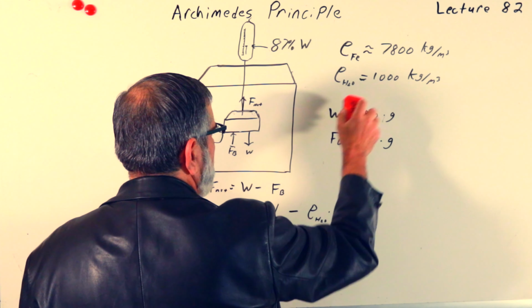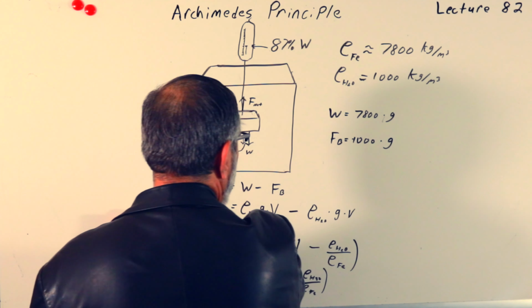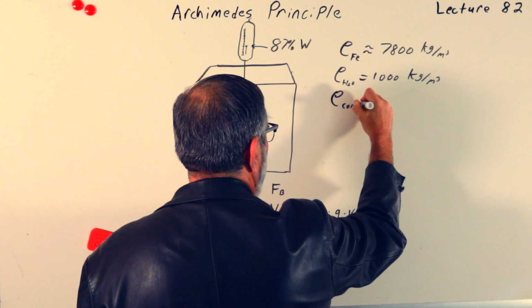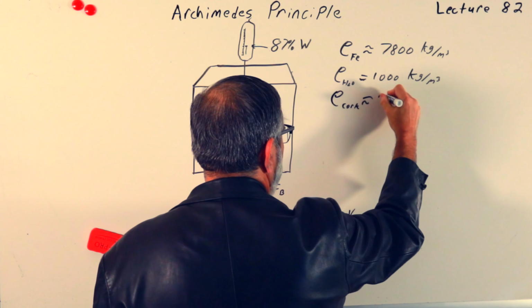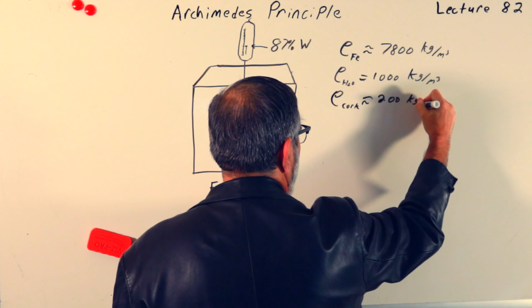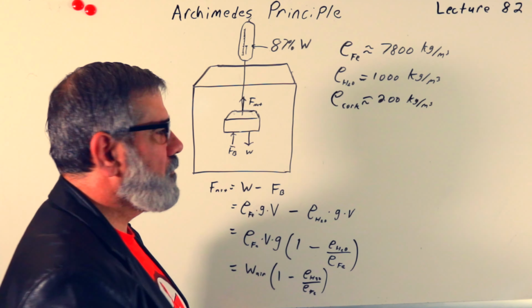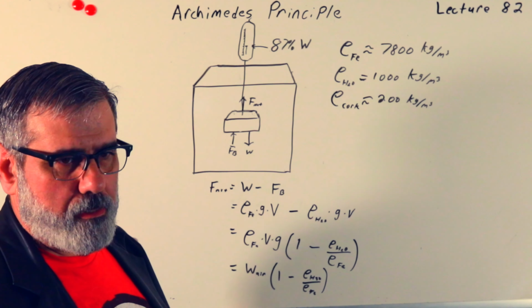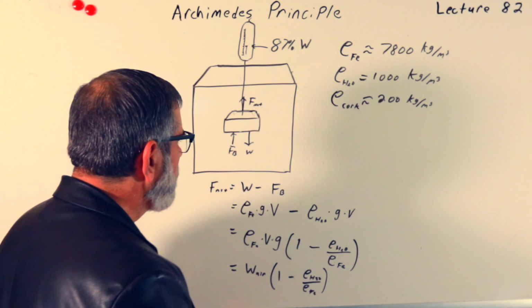Let's consider, I'll just write another one in here. Let's consider rho for a cork. And that's approximately 200 kilograms per meter cubed. Significantly less dense than water is, okay? So what happens then?